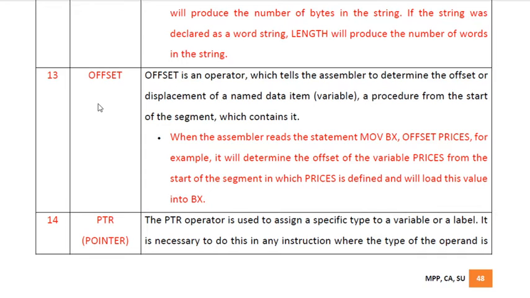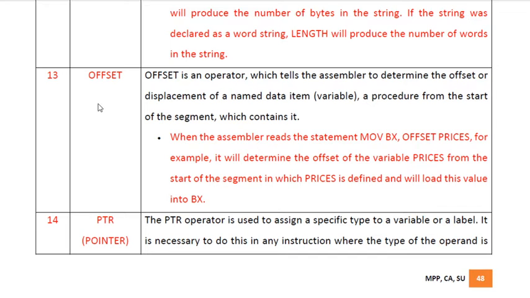Here I have written a very simple statement: MOV BX, OFFSET prices. Now this offset directive here will determine the displacement of prices from the base address of the segment where prices have been specified. So what it will do is determine the displacement or offset of the data item prices from the base address of the segment where it has been defined. So that is the purpose of the assembly directive offset.